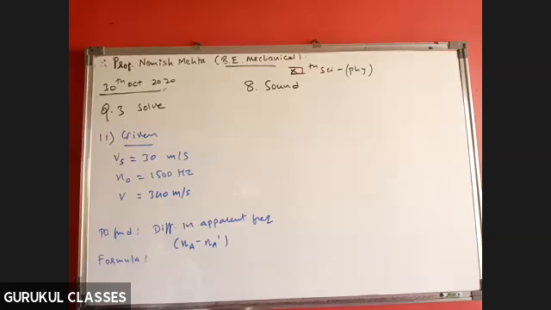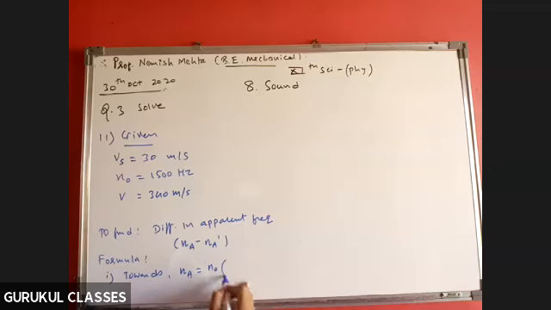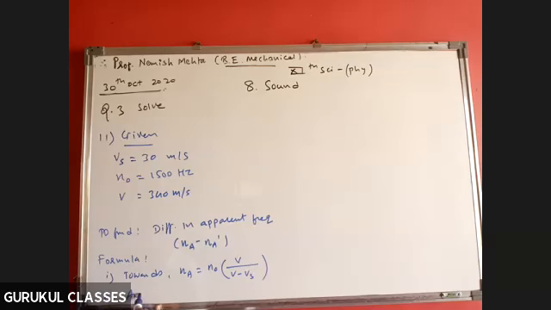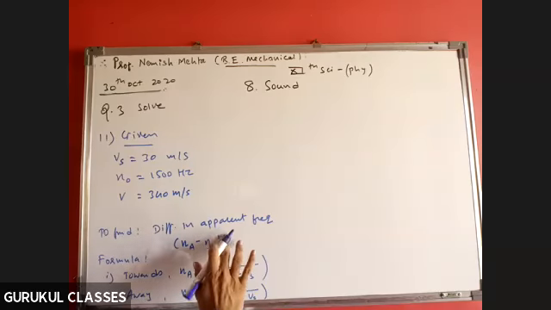Now, first, when the ambulance moves towards the source, the formula will be n_a equals n0 into v upon v minus vs, and when it moves away, it will recede, so n_a dash is n0 into v upon v plus vs. Put in the formula, find n_a, find n_a dash, and then find the difference of both. That's it.